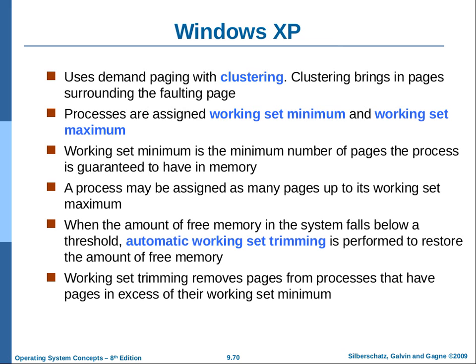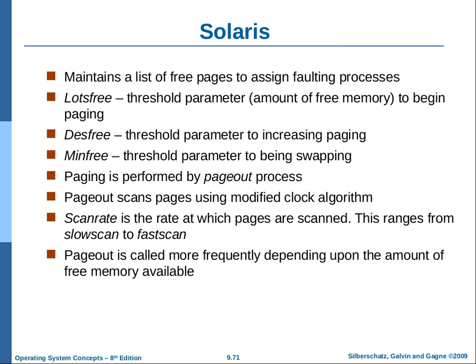And Windows XP does this, and Solaris. XP does demand paging. Like I said, it has a working set minimum and maximum, and that's what's used to automatically trim thrashing. And what does Solaris do? It maintains a free pages amount of memory to begin paging, and desfree to increase and begin swapping. So it has a mechanism to change the paging to account for thrashing and different problems.